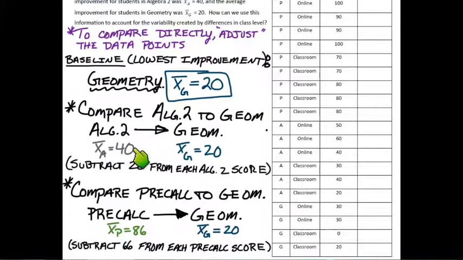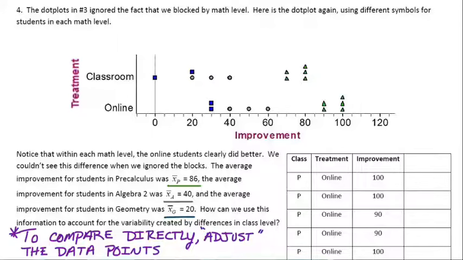Subtract 20 from the algebra 2 kids. Subtract 66 from the pre-calc kids. The geometry kids, their mean is already at the baseline. Their mean is already 20, so you don't have to subtract anything from them. So back up to the top of my list here. This column, that's going to be our adjusted improvement. So to account for the differences between the three groups, our baseline is no longer going to be 0. Our baseline improvement is going to be at 20.